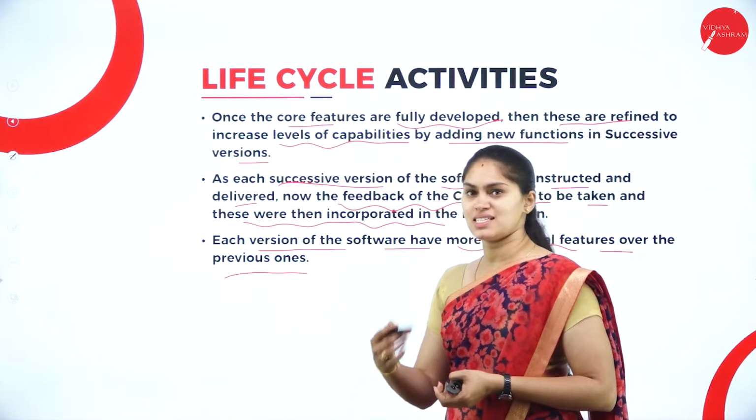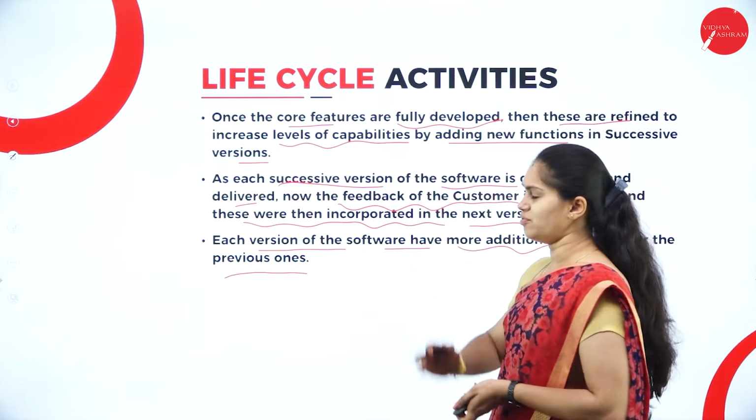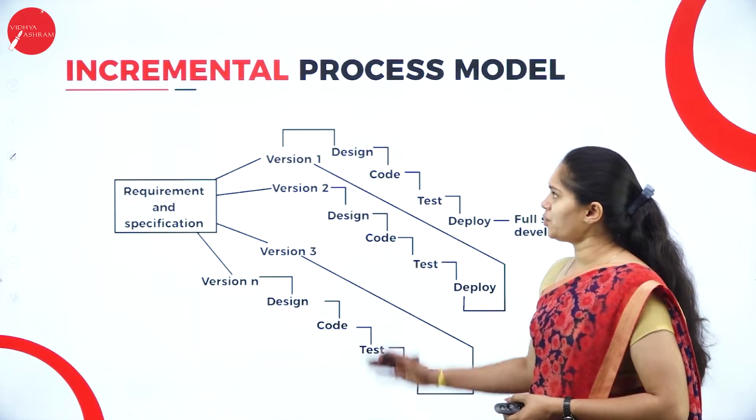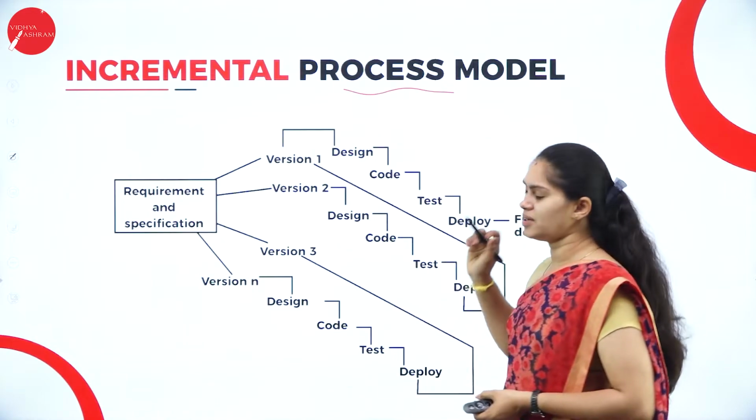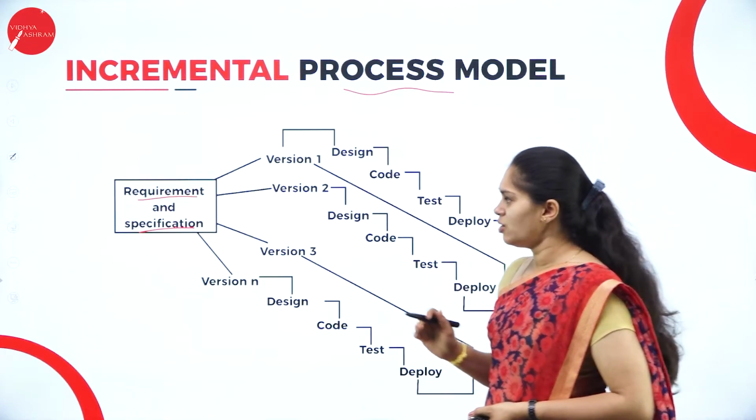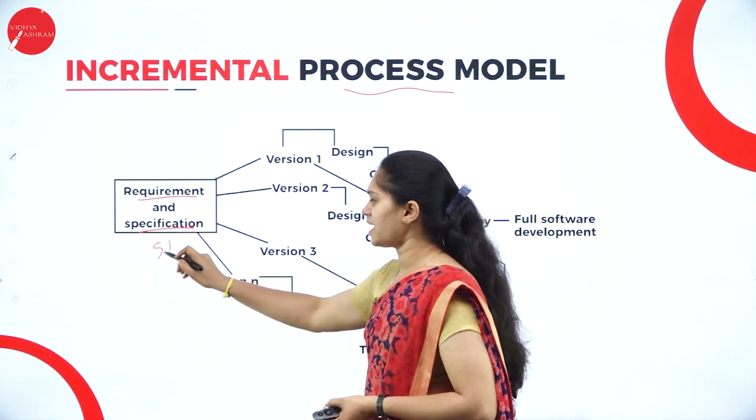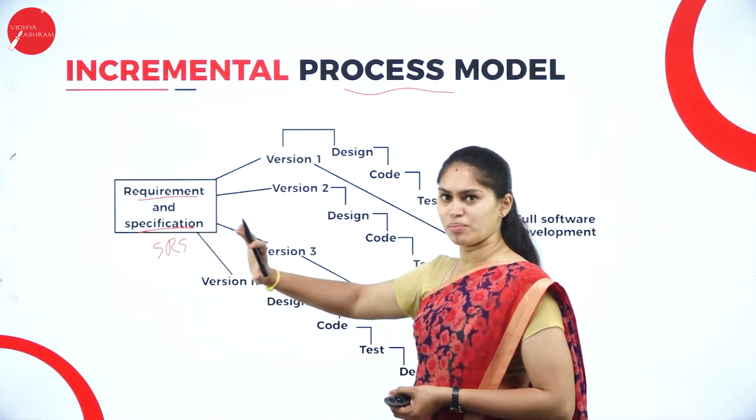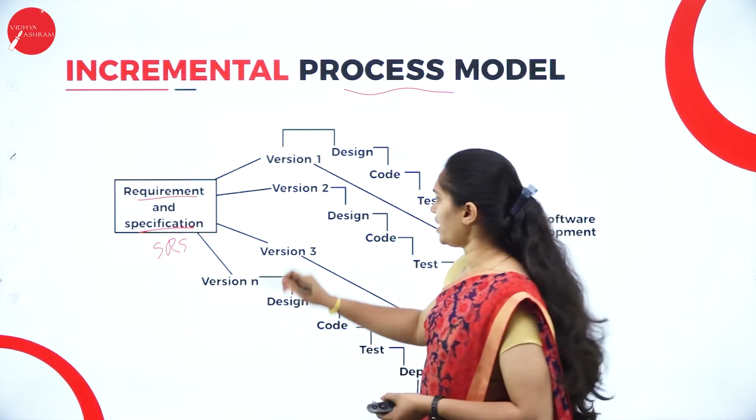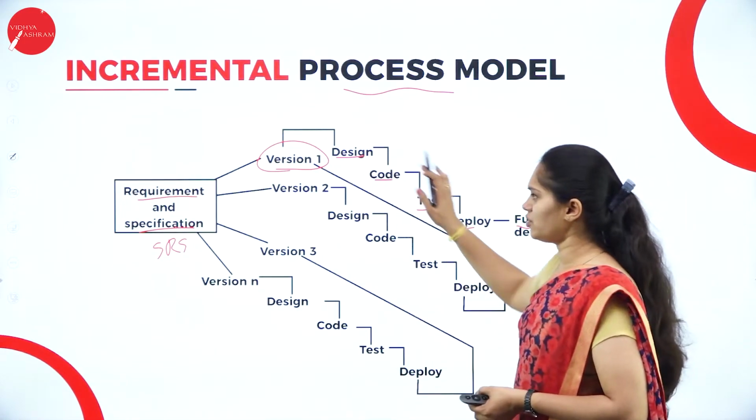So why are we calling this incremental? Because features are incremented frequently. So it will be helpful in order to add more content to the existing software. And here you can see the process of this incremental model. First they will collect the requirements, and the specification of those requirements will take place. They will gather all the requirements, and in the form of an SRS, everything will be specified as a document. Instead of considering this as one problem, it will be divided into a number of versions. So in version 1, I will design, code, test, deploy, and full software development will take place.